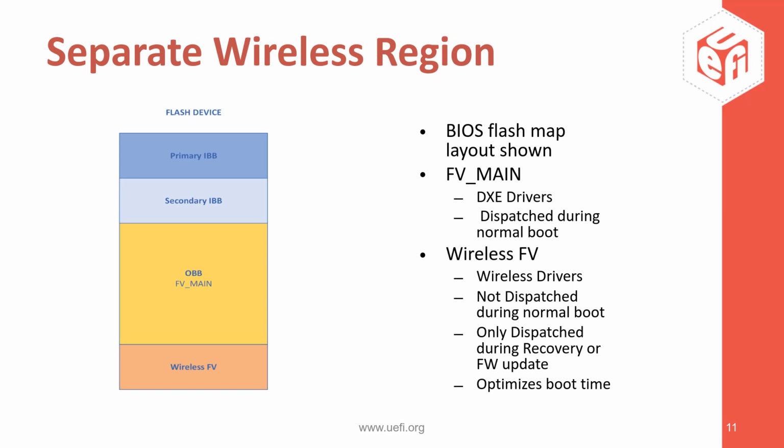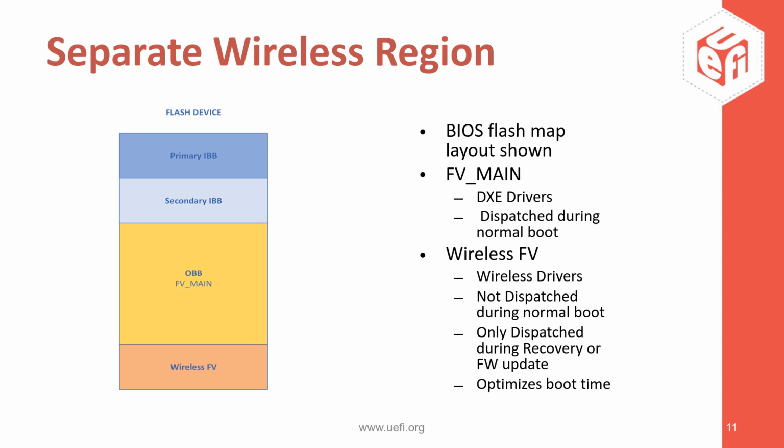So we looked at the challenges involved in integrating the wireless feature. We'll start looking at some of the solutions that have been applied in Dell BIOS. One of the first solutions applied was to create a separate wireless region. If we look at the BIOS flash map on the left-hand side, it mainly comprises three main regions: the IBB, OBB, and the wireless FE region.